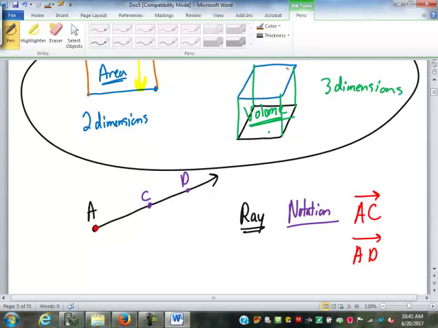A ray has a couple of different properties. First is the location of the starting point.